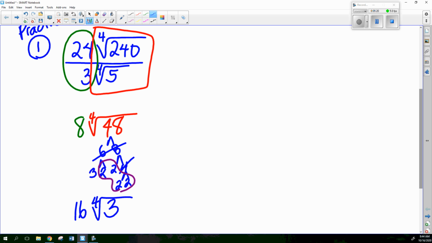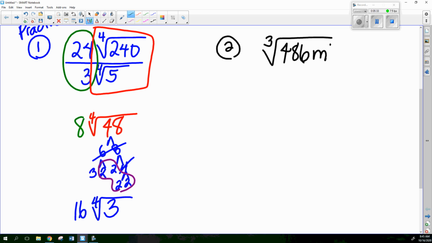Slide back up here a second. Do number 2. All right, now you know I'm going to throw some variables in there this time. So let's do the cube root of 486 m to the 12th over the cube root of 3m. Okay, do we have to worry about dividing numbers in front of the radicals this time? Nope, we just have to worry about dividing the numbers under the radicals.